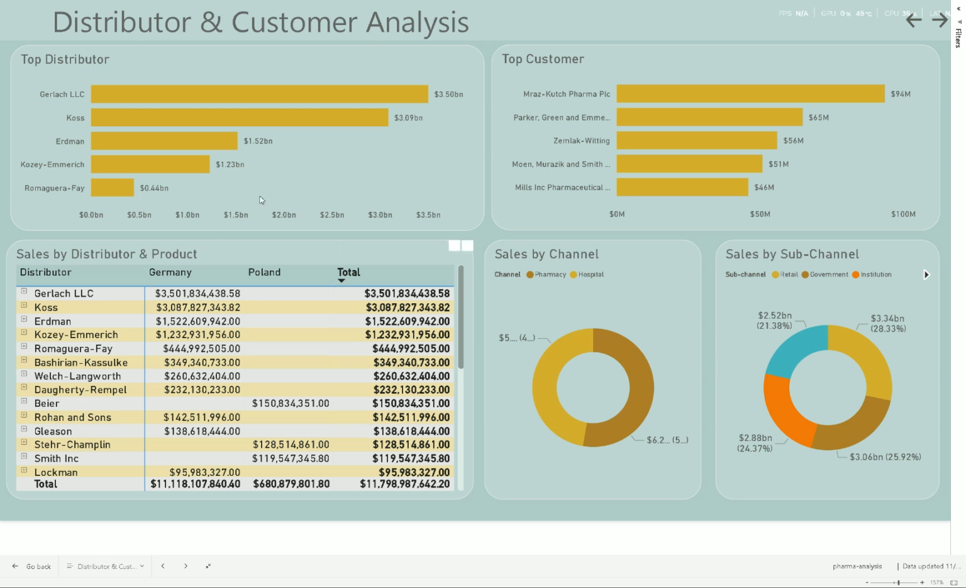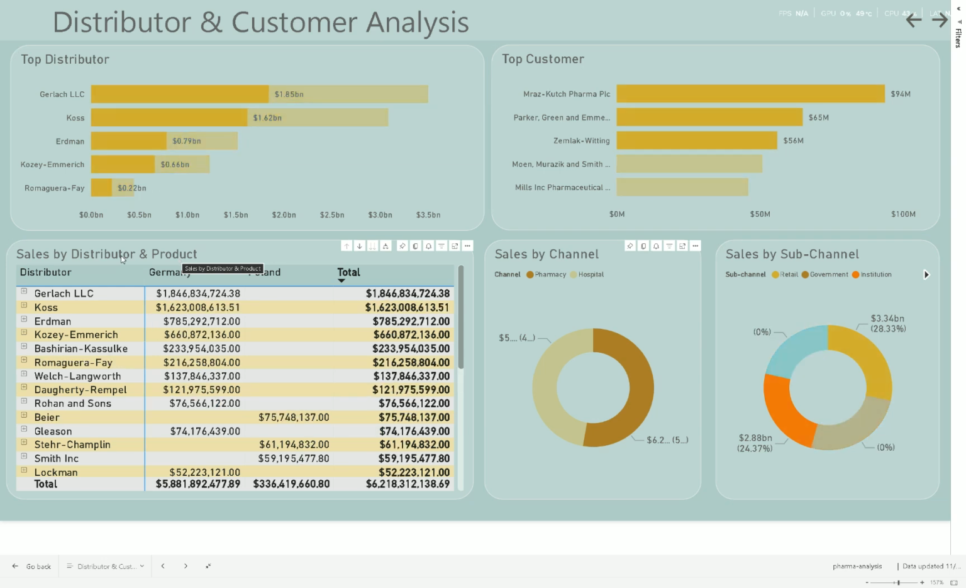These donut charts are also interactive. If you click on it, we'll get the data of the top customer, the top distributor, and the product and distributor matrix also. Let's look into it. Yeah, so the top customers, the top three are these, and the top distributor with their revenue is getting shown up with this dark yellow line in the bar chart.